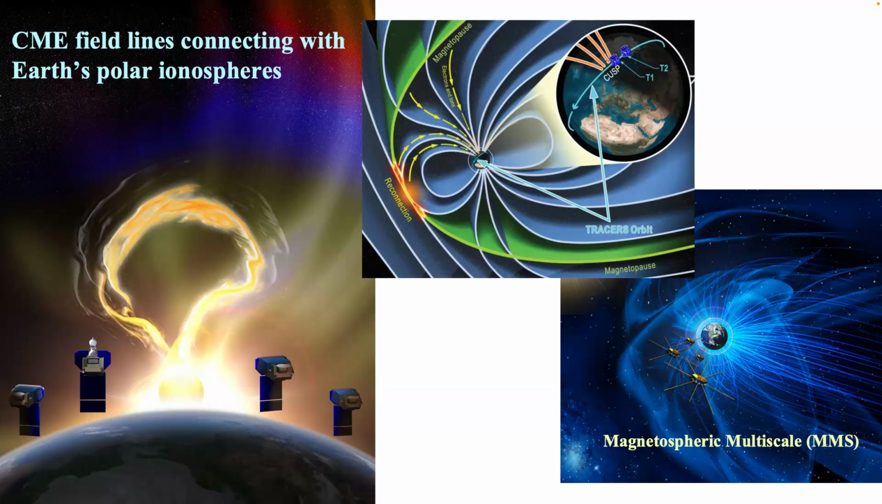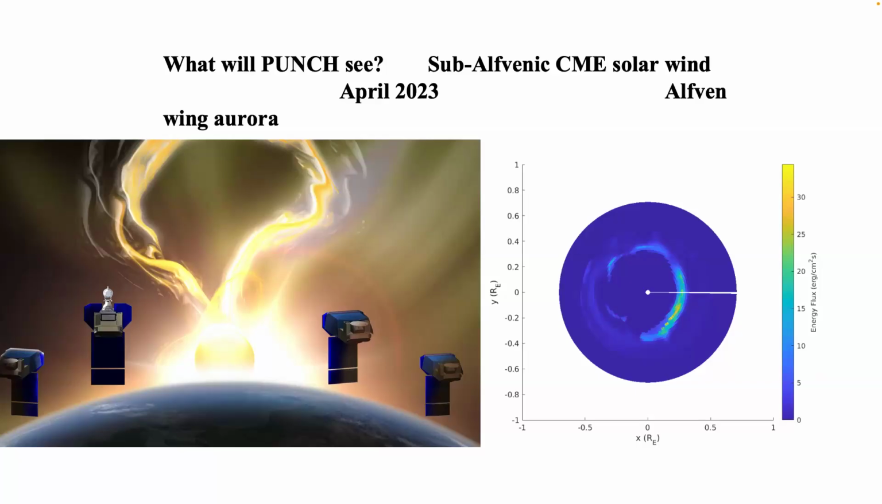So here's a picture to show the synergy between the 3 missions. MMS at the magnetopause on the day side, and this is a possibility. TRACERS observing in the cusp region, a mission with twin spacecraft, observing the consequence of these precipitation. And PUNCH will show us the big, large scale picture of the CME. Craig seeded this question. What will PUNCH see?